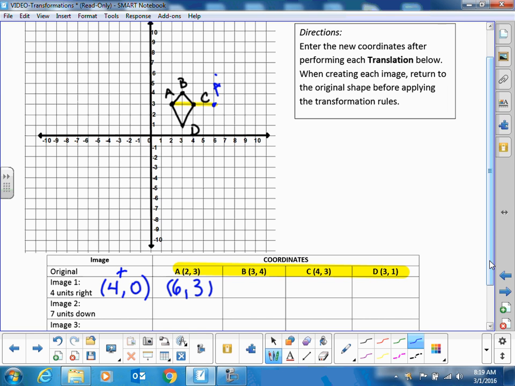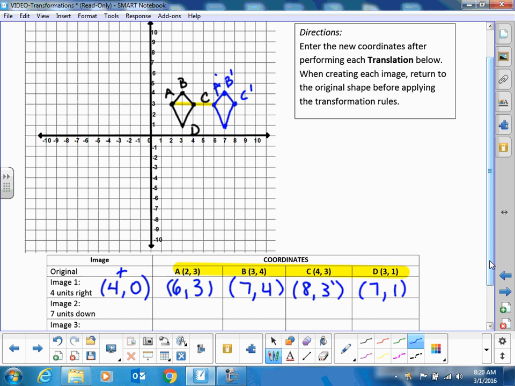So if A is here, I know that B is directly diagonal from it. So there's B prime. C is down. And then I'm going to move over 1, 2, 3, 4 on D and then connect my shapes. So that one is my new one, and all I have to do is add in my points. So B was at 7, 4. C prime was at 8, 3, and D was at 7, 1.